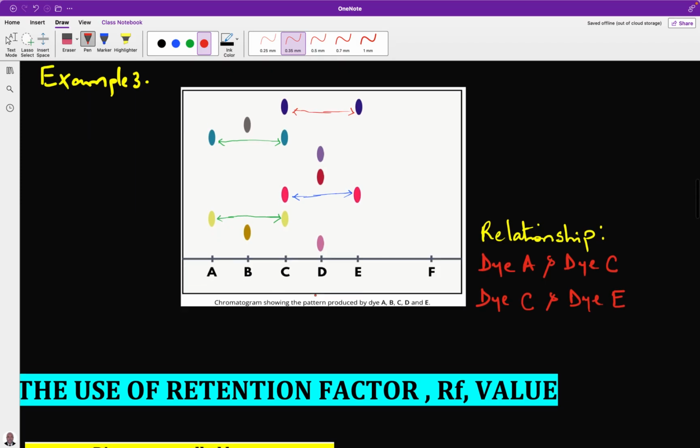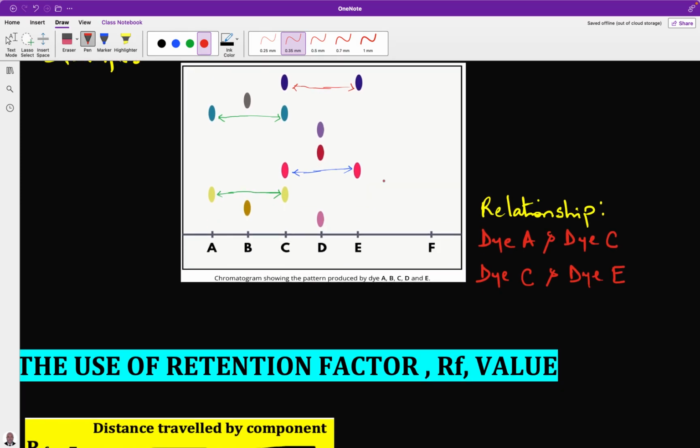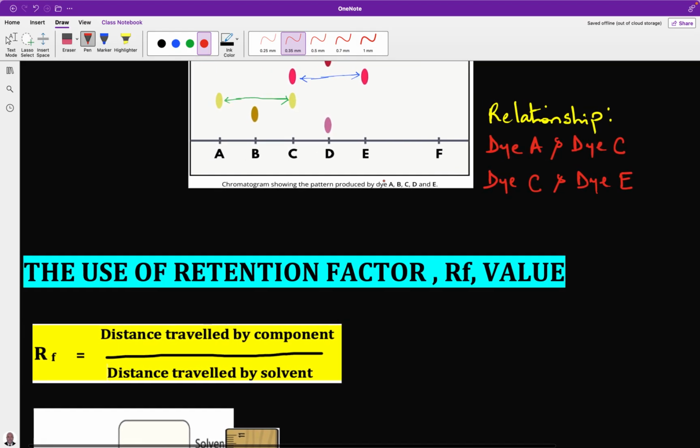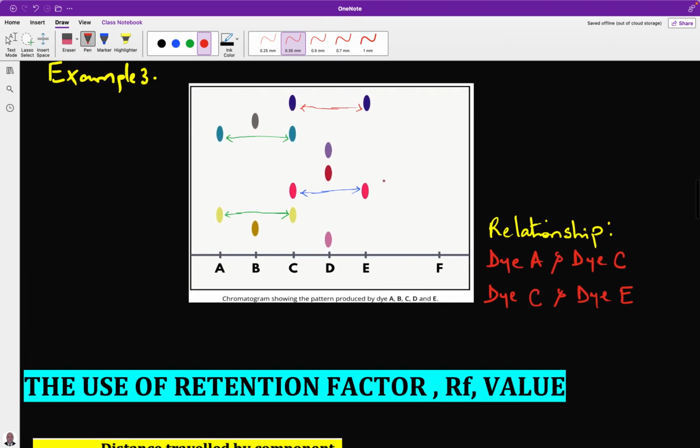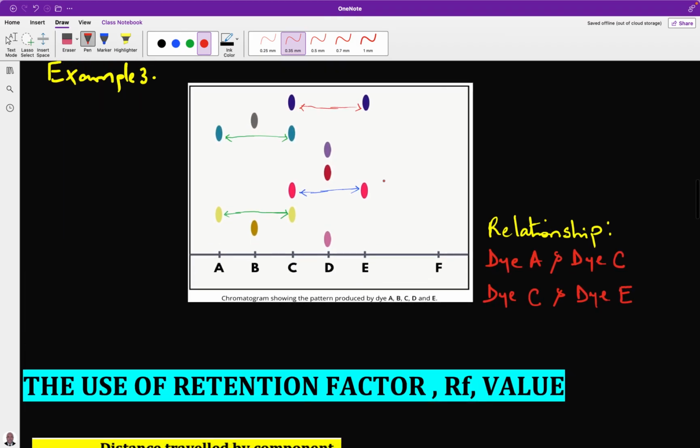When given such an investigation, if you want to determine the components that are present there, we need to use what we call the RF value. And what is the RF value? That is the retention factor. These are standard values that have been laid down in data booklets. Every substance has an RF value. All these values are found in data booklets.